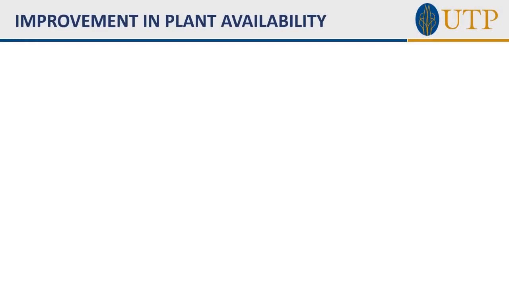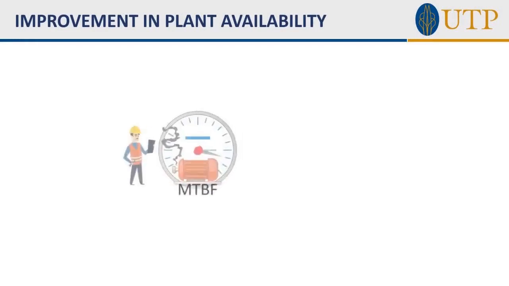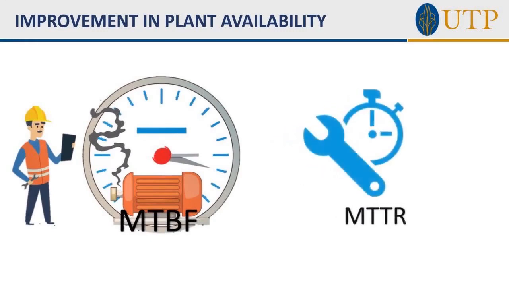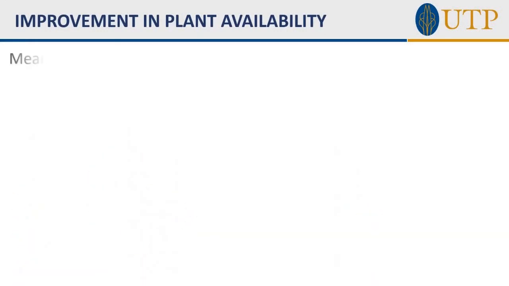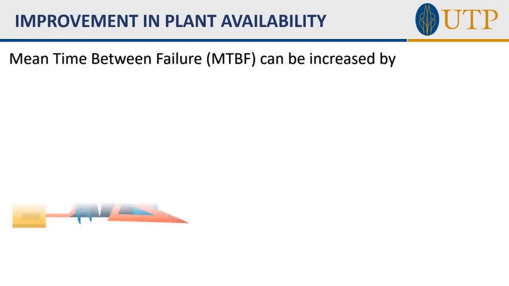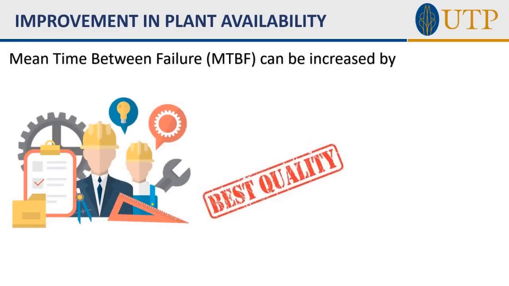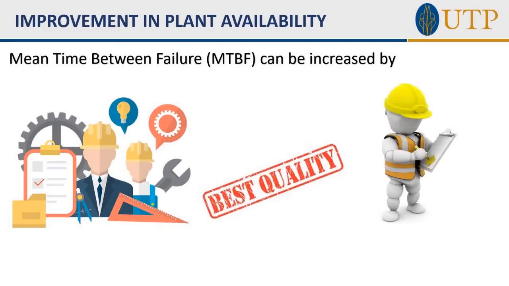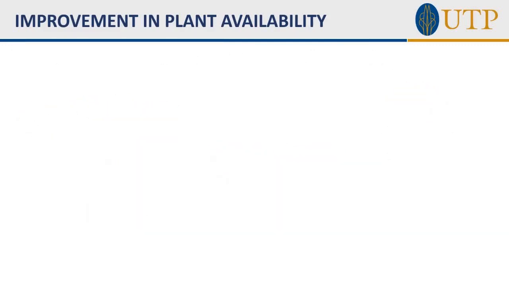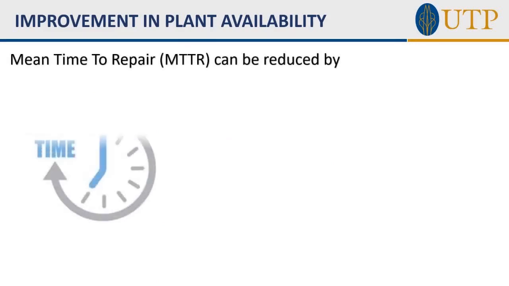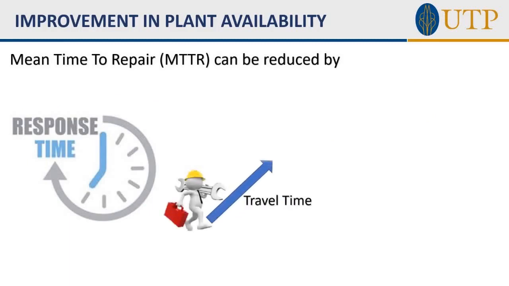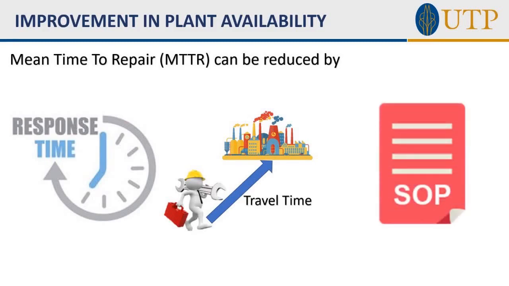In order to improve the plant availability, the mean time between failure needs to be increased and the mean time to repair needs to be reduced. The mean time between failure can be increased by improving technician skill and knowledge on handling machines, using better quality components, and conducting consistent cleaning and inspection. On the other hand, the mean time to repair can be reduced by reducing the response time of the maintenance team to the failure, reducing the travel time for the maintenance worker to the site location, and lastly, introducing proper standard operating procedures.